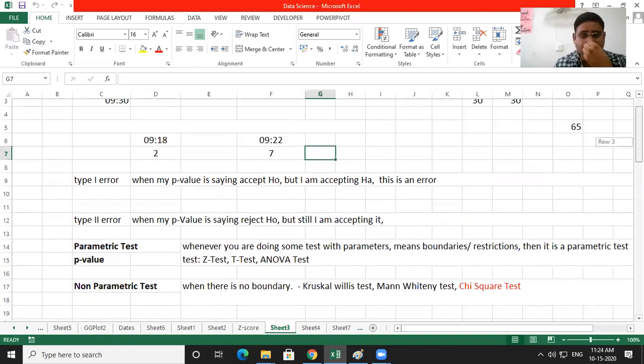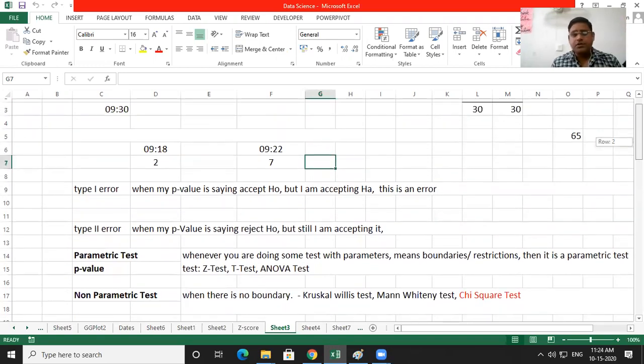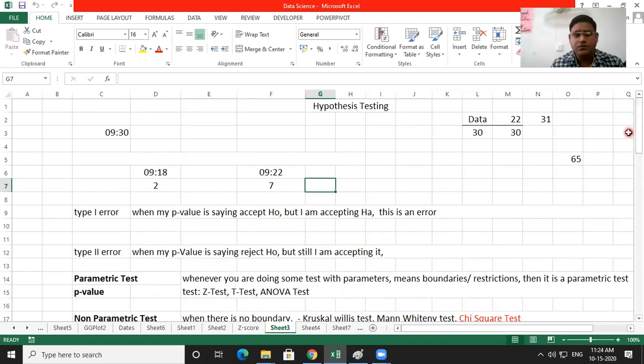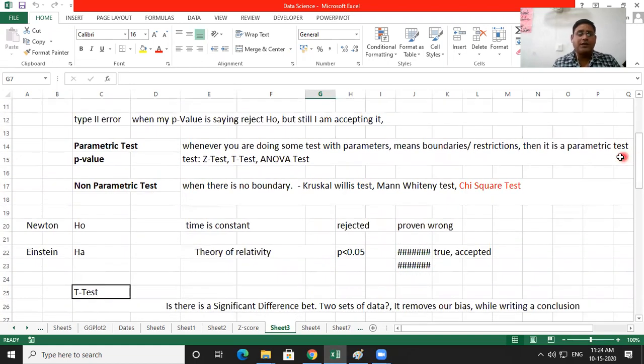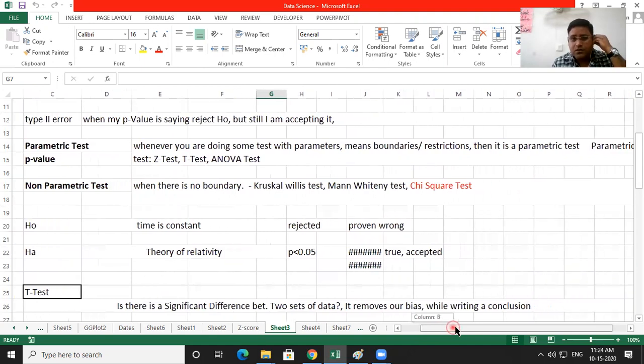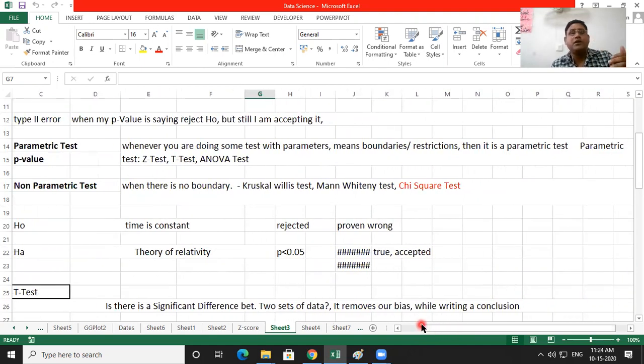So now we got the hypothesis, we got the p-value. How to test that hypothesis now? To test a hypothesis, there are two types of tests. Number one is a parametric test, another one is a non-parametric test. A parametric test means whenever you are doing some test with parameters, there is some boundary, there is some restriction.